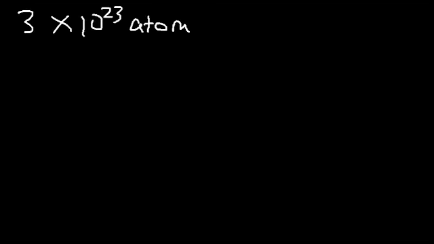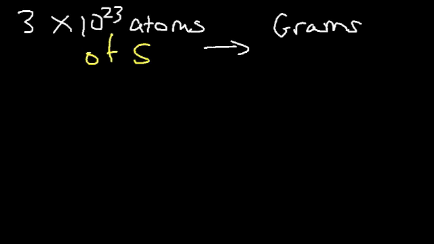So now let's try another problem. Let's say if we have 3 times 10 to the 23 atoms of sulfur, and we wish to convert it to grams of sulfur in the form of S8. How can we do that? So feel free to take a minute and see if you can do this problem yourself.